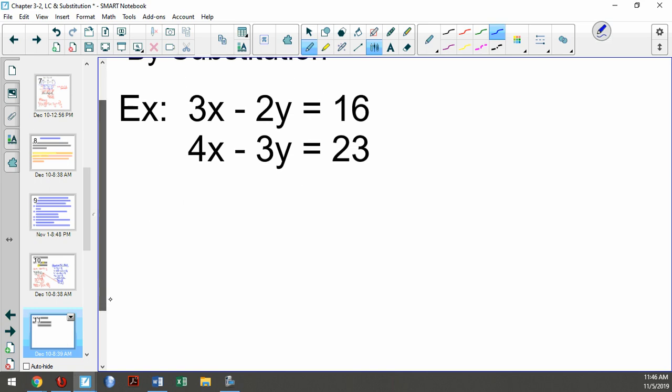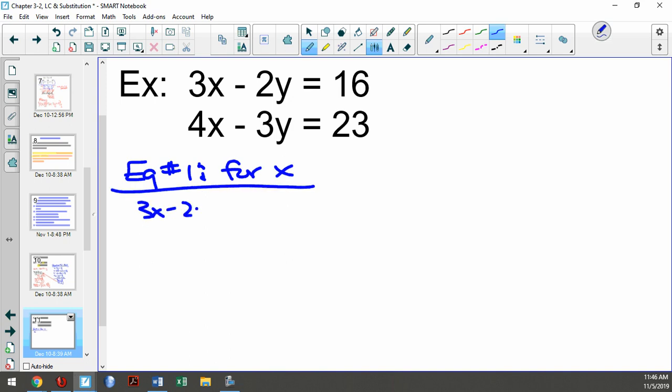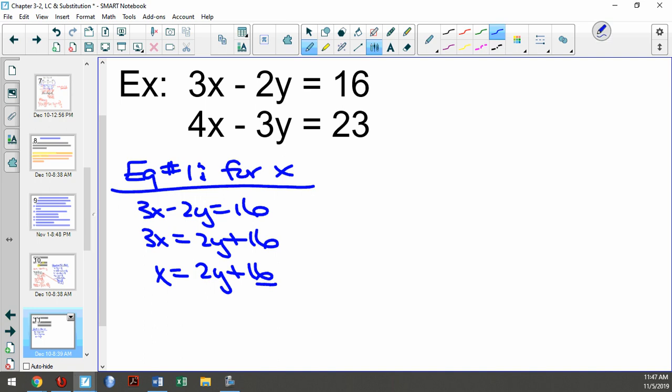Why is this one not fun? There's no coefficient of 1 on any of them. So choose your poison. Which equation for which letter? It really does not matter. Eeny, meeny, miny, moe. Hunter, what do you want? Sounds like a plan. So he says he's taking equation number 1 and he's solving for x. So 3x minus 2y is equal to 16, so 3x is equal to 2y plus 16. So x is equal to 2y plus 16 over 3.